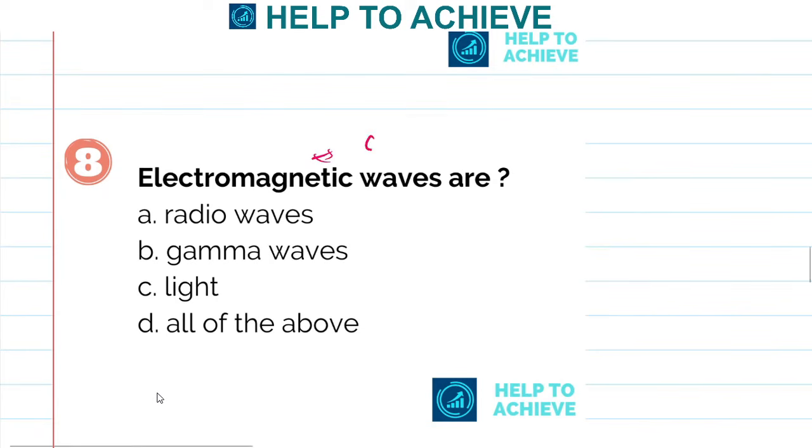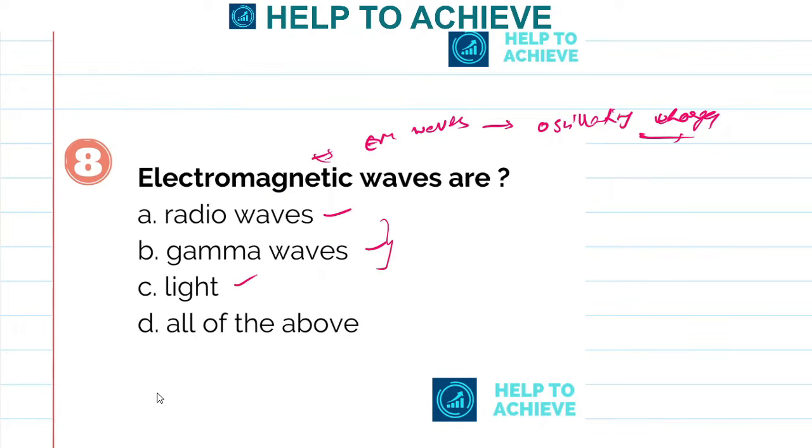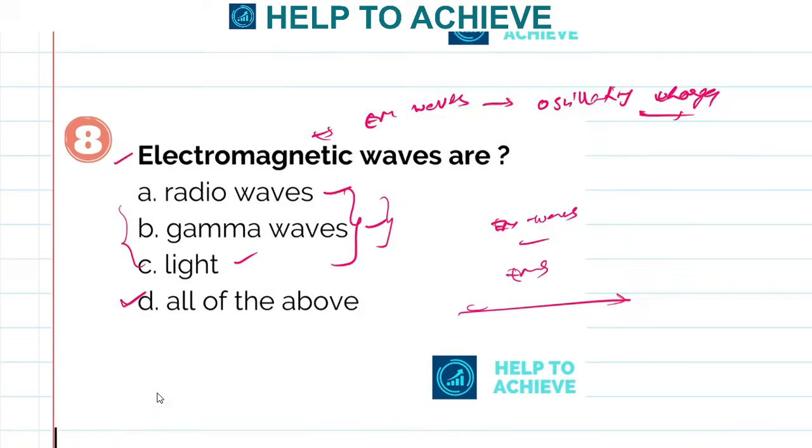Next, electromagnetic waves, which are known as EM waves. We know from the theory of EM waves that any oscillating charges will produce electromagnetic waves. What are the types? Radio waves, gamma waves, light waves, all these are electromagnetic waves. So the answer is all of the above. To know what all the EM waves are, you can just refer to the electromagnetic spectrum, where all these rays are covered as a part of EM waves. So the correct answer is all of these waves are EM waves.